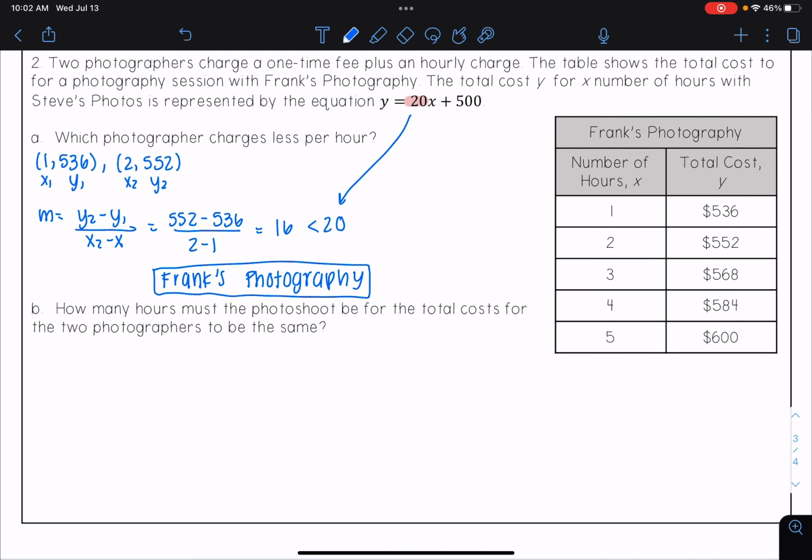Okay, so part B says, how many hours must the photo shoot be for the total cost for the 2 photographers to be the same? So I want to see when they cost the same, so when y is the same. And so that means I need to set the 2 equations equal to each other. However, I first need to find the equation for Frank's photography since I only have the slope right now. So I know the slope is 16. And I want to use that first point, 1, 536.